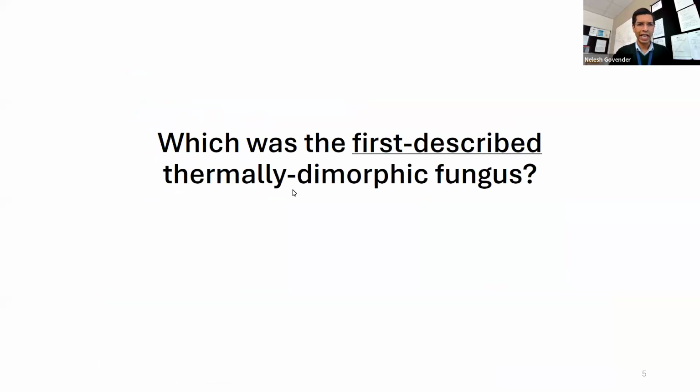Anyone want to guess which was the first described thermally dimorphic fungus? If you put it in the chat, I'll have a quick look.